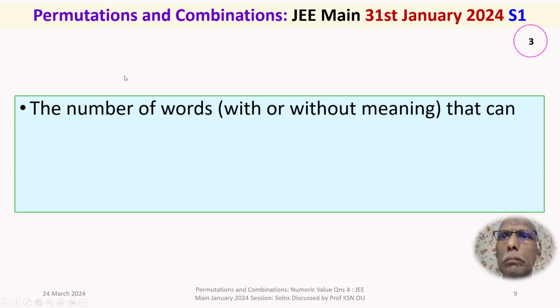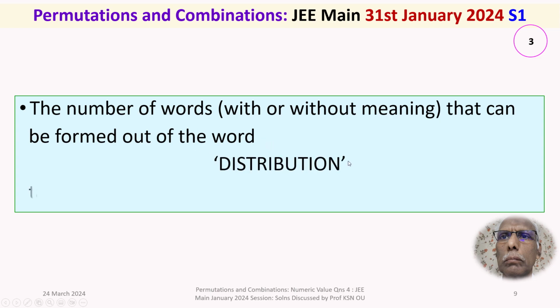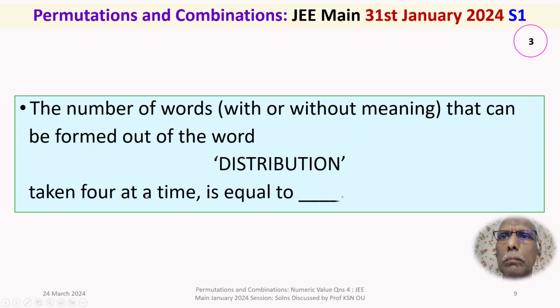The given question is: the number of words, with or without meaning, that can be formed out of the word DISTRIBUTION taken 4 at a time is equal to. So you are given the word DISTRIBUTION, and you have to find the number of words with or without meaning that can be formed out of this word taken 4 at a time.